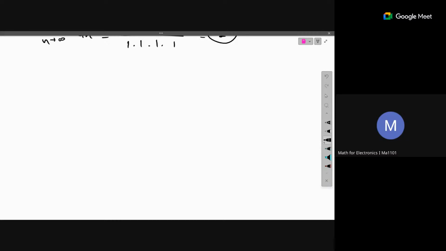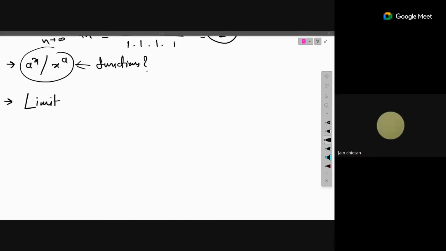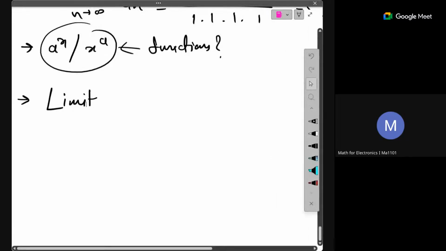Any doubt over that particular topic, the functions a to the power x and x to the power a? Yeah, any doubt? If you can quickly revise it once, it'll be nice.